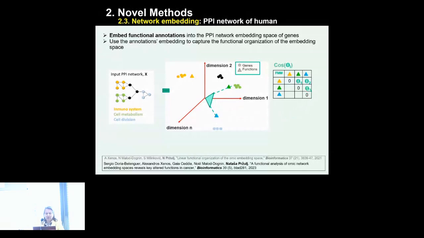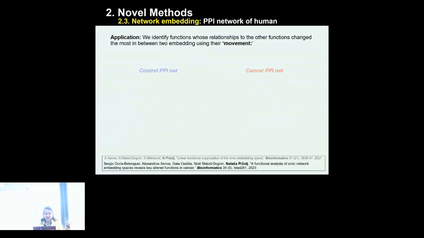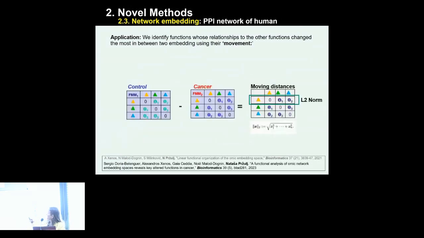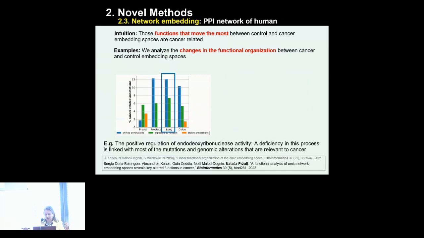And then basically we have these vectors of the functions. We find their cosine distances, and we define this as a moving distance. So this is that moving distance. You can look it up in the paper. There's nothing too smart. Between cancer and background, you see that there is a difference in this movement in space. We find the most moved ones, and we have biological validations through literature curation.